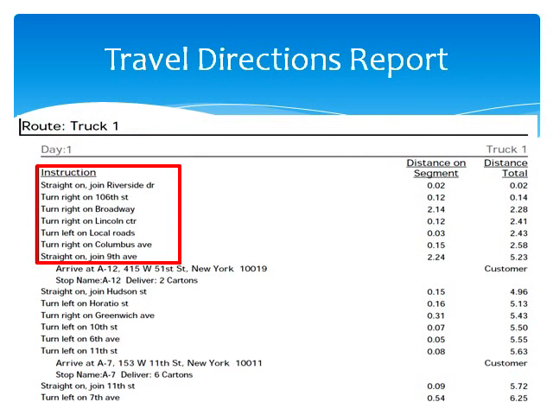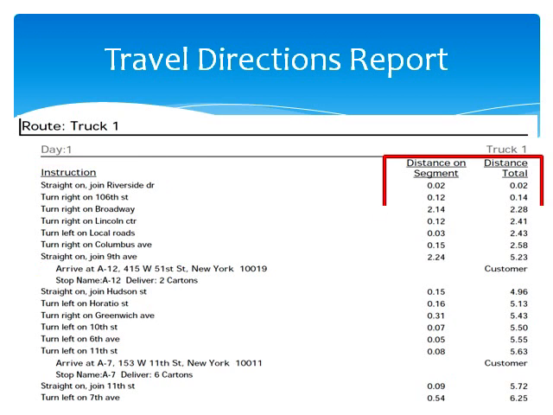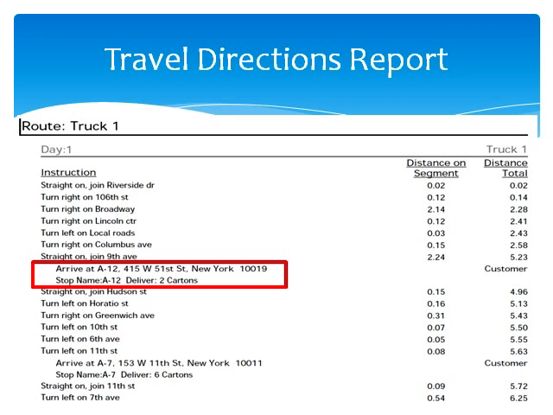The travel directions report shows turn-by-turn directions to each stop in the correct sequence. It also shows the distance to be traveled on each segment of the trip as well as the total distance traveled for the day. The report also shows the stop along with the comments from the stop listed. In this instance, stop A12 will deliver 2 cartons. These are the instructions for that particular stop. These turn-by-turn instructions can also be loaded directly into most commercial GPS navigation systems.